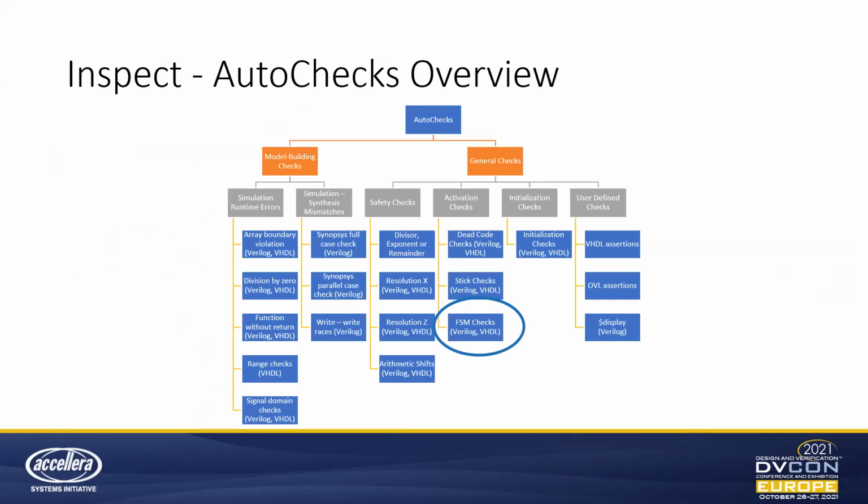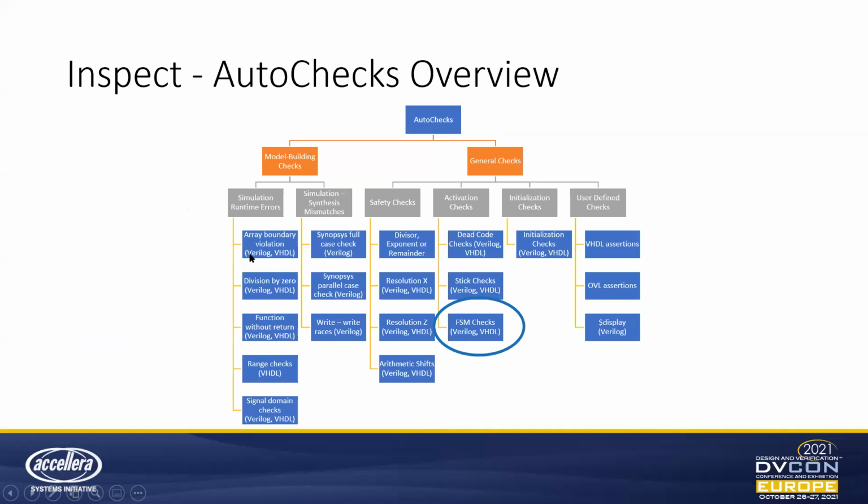So this is a graph that describes in more detail what type of checks can be extracted from RTL by one-spin DV inspect. You have the general checks and the model building checks. The model building checks are the ones that may trigger a simulation runtime error or simulation synthesis mismatch if this assertion fails.